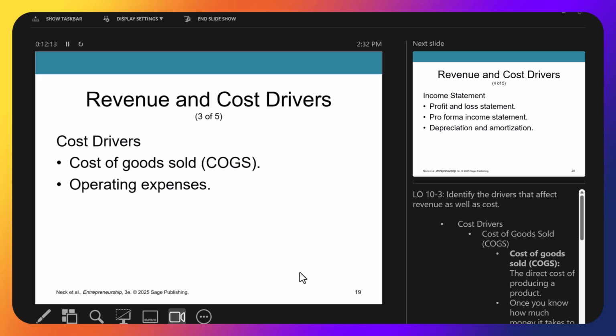Cost drivers, cost of goods sold. So this is when you look at the cost of goods sold, basically a direct cost of producing a product. What does it cost you to produce this? Operating expenses. This is your overhead. What is it going to cost you to keep your doors open if you have a storefront? To pay your electricity, your water, your power, your cable, your phone, whatever else. All those are operating expenses.